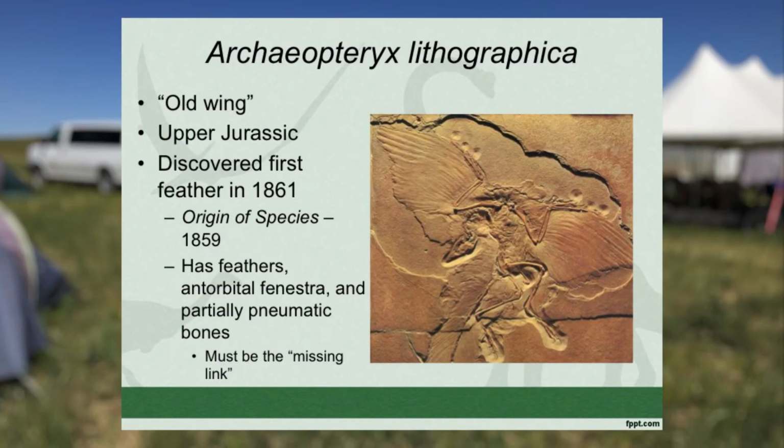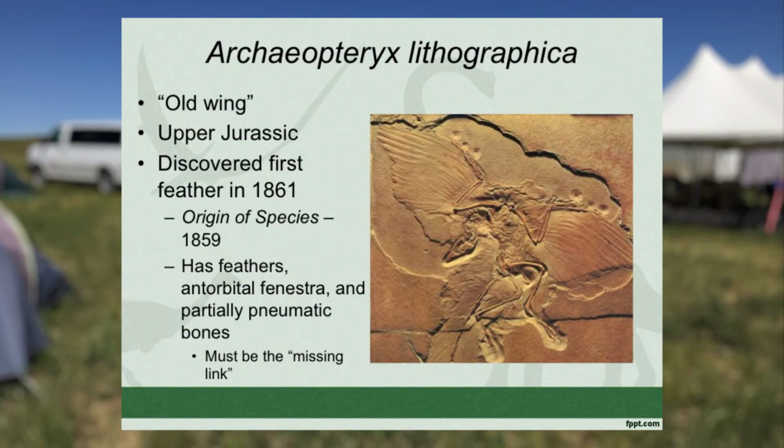So we're going to go through some of the animals that were found and kind of talk about evolution and the way they've laid it out. Archaeopteryx, old wing, found in the Upper Jurassic, discovered in 1861. Discovered first feather in 1861. I'm not sure why I put Origin of Species in there, but if I remember right, it reinforced what Darwin was saying. He published his book in 1859. This animal was found in 1861. So right away, bam, the missing link, right? It looks like a dinosaur with feathers. He's right. So that's why it got famous very quickly.